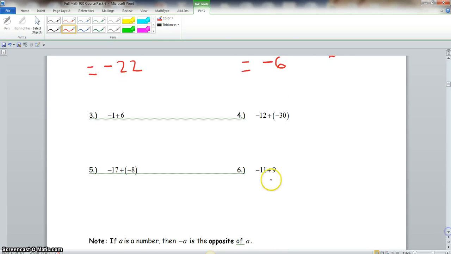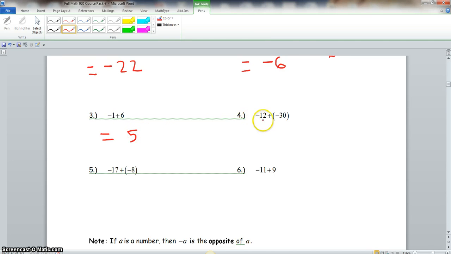Now we scroll down here. Negative 1 plus 6. Now we know we would do regular subtraction. 1 from 6 is 5. Now to determine its sign, we know 6 has the larger absolute value, the largest distance from 0. So the 5 will stay positive.